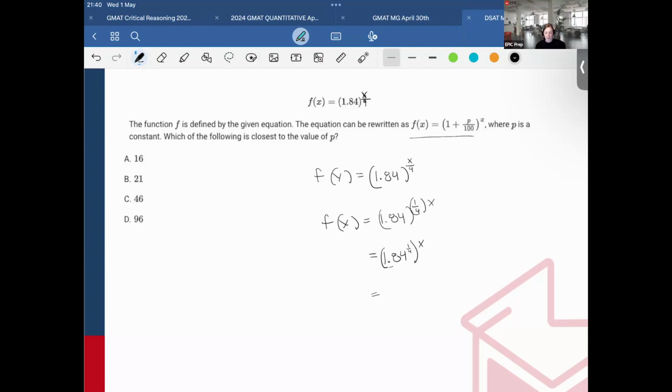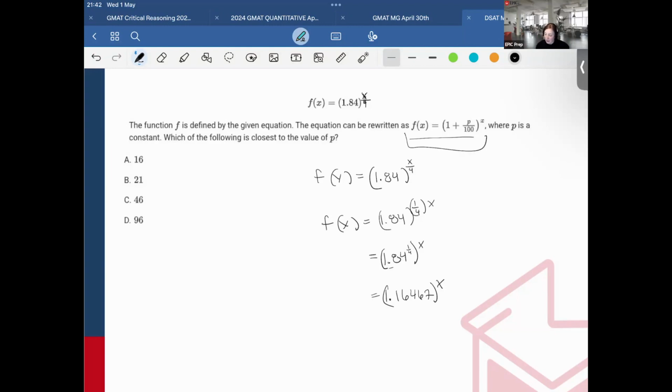Let's see. It's 1.16467 and going onward. So that's raised to the x power. And then remember, it says that this can be rewritten as, oh my goodness, it looks exactly like I'm trying to make it. So this would be 1 plus p over 100 to the x. And just to see the equivalences, right? This must be like 1 plus 16 over 100 raised to the x. So therefore, the answer must be 16.